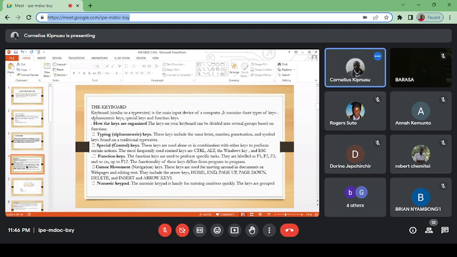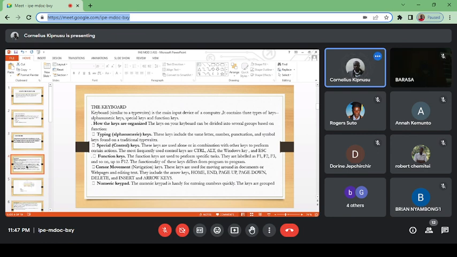Number one, we have the keyboard. We shall start by discussing what a keyboard is. They are similar to a typewriter. Most of you happen to have seen a typewriter. Typewriters were used a long time ago, but currently, due to the evolving of technology, we have the keyboard, and the keyboard is the main input device of a computer. It contains three types of keys, that is the alphanumeric, the special key, and the function key.